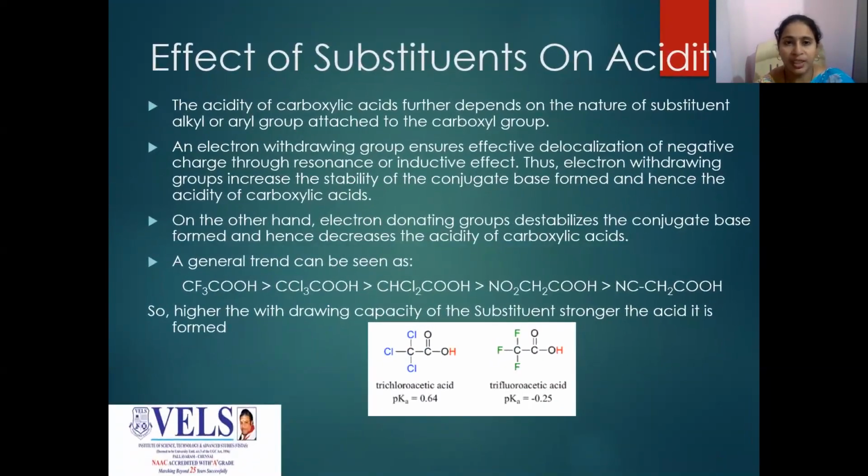Effect of substituent on acidity. The acidity of carboxylic acids further depends on the nature of the substituent, like alkyl or aryl group, attached to the carboxyl group. An electron withdrawing group ensures effective delocalization of negative charge through resonance or inductive effect. Thus, an electron withdrawing group increases the stability of the conjugate base formed and hence the acidity of the carboxylic acid. On the other hand, electron donating groups destabilize the conjugate base formed and hence decrease the acidity of carboxylic acids. A general trend can be seen: CF3COOH has more acidity than CCl3COOH. The withdrawing effect of fluorine is much greater than that of chlorine. So if 3 fluorines are present beside the carboxylic acid, generally its pKa will be very low, behaving as a stronger acid when compared to trichloroacetic acid.